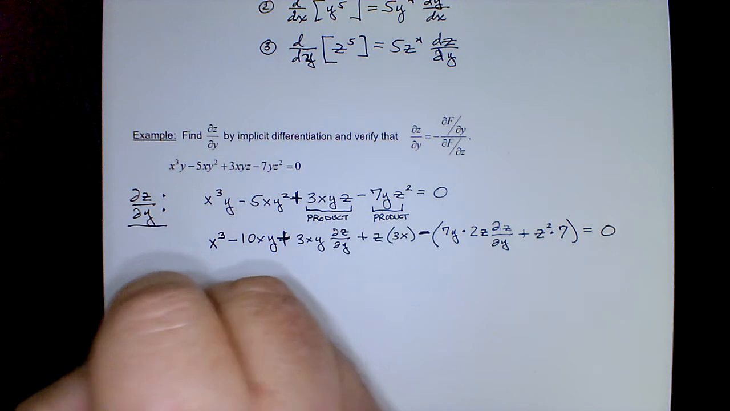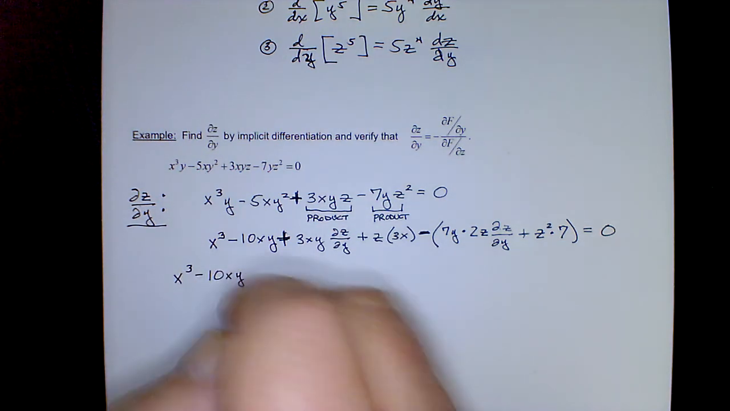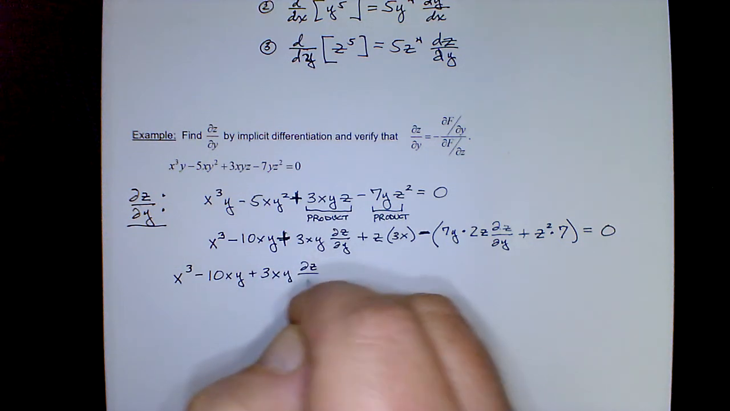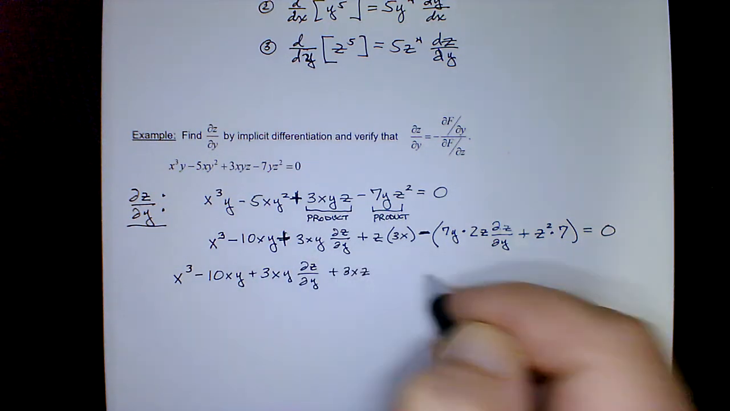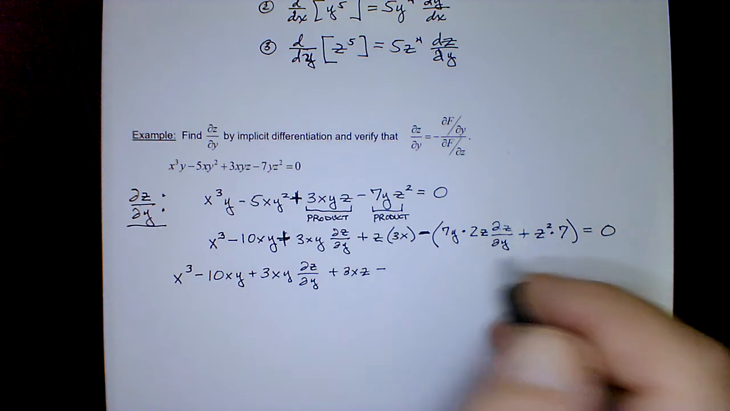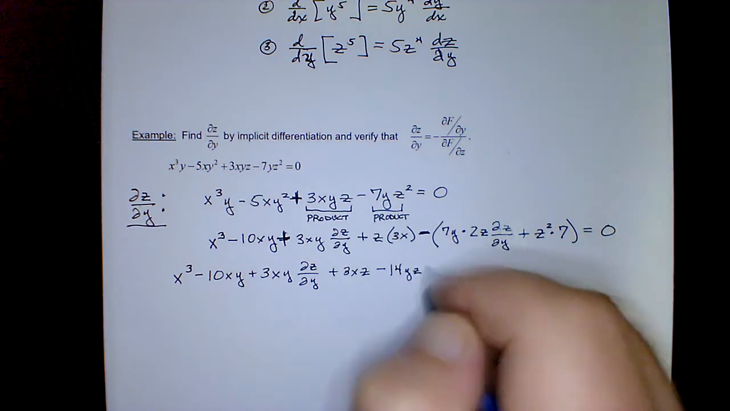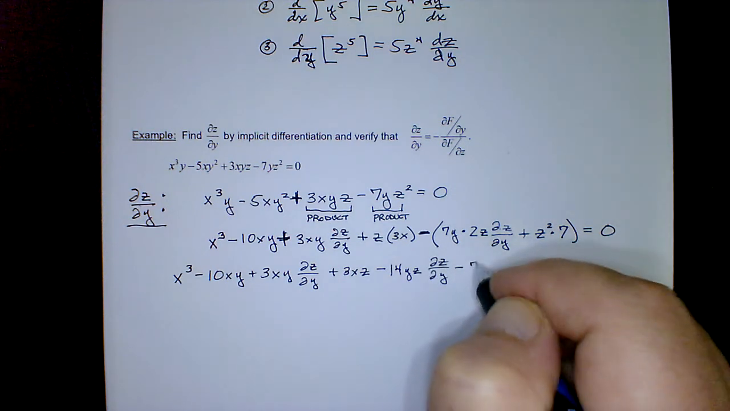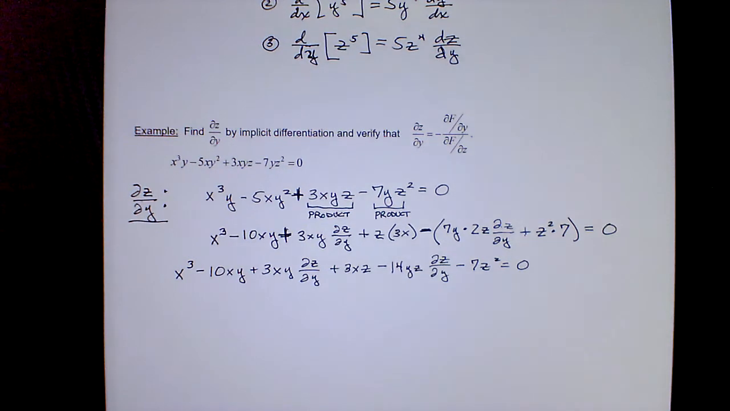Okay, I'm going to take a step just to rewrite things, regroup, make them look a little more presentable. So just rewriting everything, putting them in a nice order, and maybe distributing this negative now. 14yz partial z with respect to y, and negative 7z squared is 0. Then we have to solve for the partial z with respect to y.